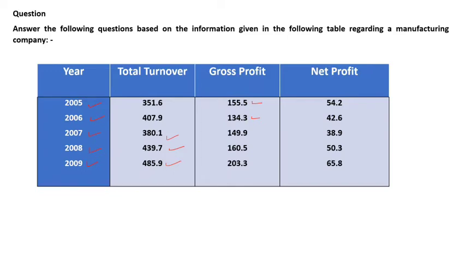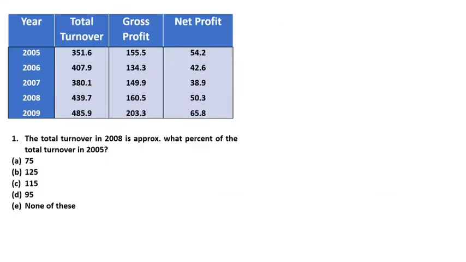So here you can see the net profit for the first year, that is 2005, it is 54.2. Then it reduces here, again reduces here, then there is an increase here, and here also again there is an increase. So all this data will be very useful when we solve the questions. So let us go to the question, students. So here is your first question.